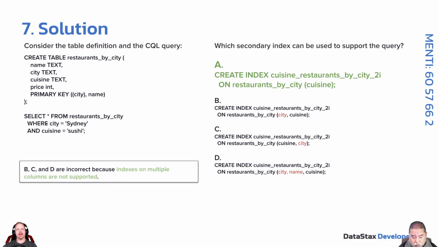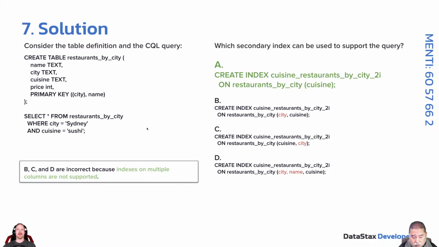notice that in our where clause, we're using city, our partition key. That's great. But cuisine is sushi. Well, cuisine is not in our primary key. So in Cassandra, I just can't query against that. I have to set something else up. I either have to add it as a clustering column, or in this case, add a secondary index. Now, secondary indexes are not used for partition keys.